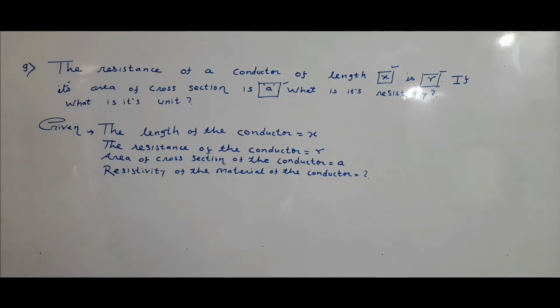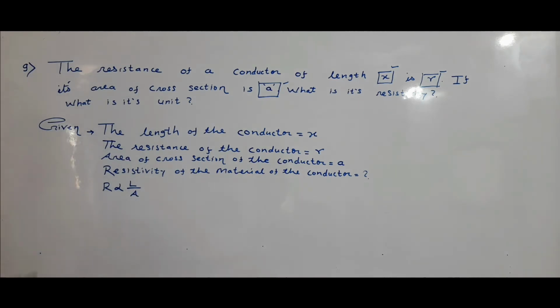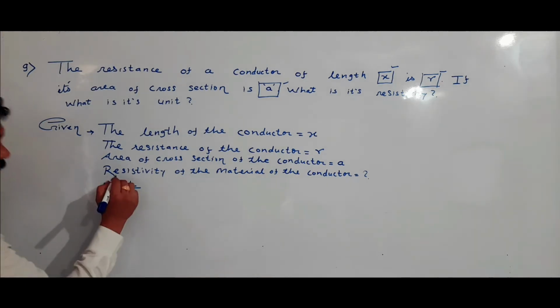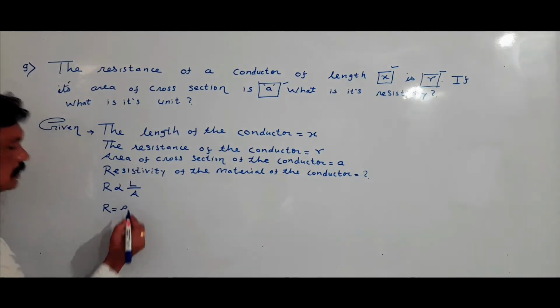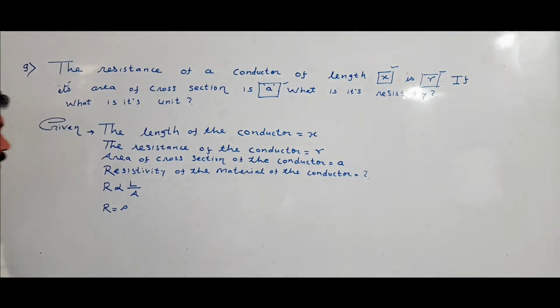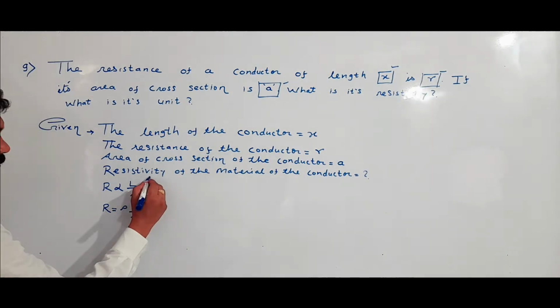My dear student, we all know that resistance of a wire is directly proportional to the length of the wire and inversely proportional to the area of cross section of the wire. This we can write as resistance. If we remove the sign of proportionality, we have to put is equal to and we'll put a constant. This constant is resistivity of a wire or a conductor into L upon A.